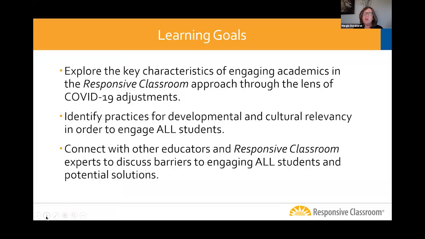As you're joining us, these are the goals for today's webinar. So in the next 90 minutes, these are the things that we're going to be focused on. And I want you to take a moment just to think about these goals and a goal that you're hoping to walk away from in the next 90 minutes. What's going to be helpful for you? Take a moment to read the goals.